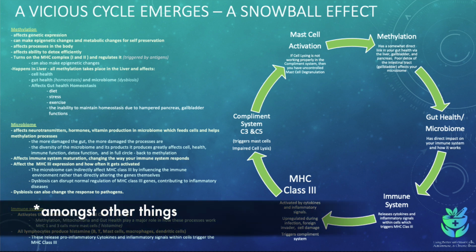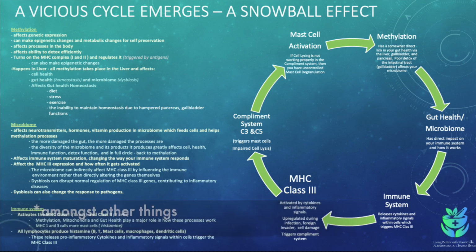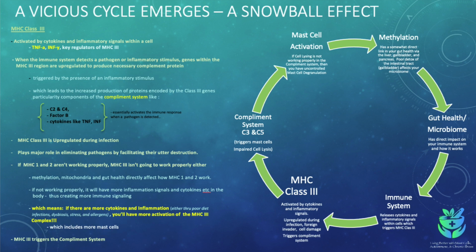Then mast cell activation is triggered, and if cell lysis is not working properly in the complement system, then you have uncontrolled mast cell degranulation. So like everything else I've been teaching you, everything is a cycle, and it goes around and around, and it can either break or make your health. But you can see here how this can get you into a vicious cycle. This also keeps you in the cell danger response.